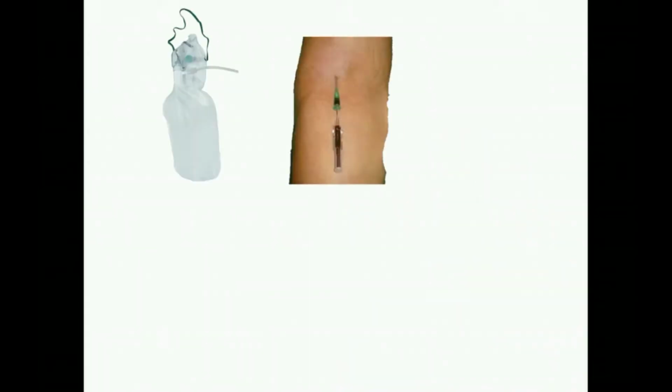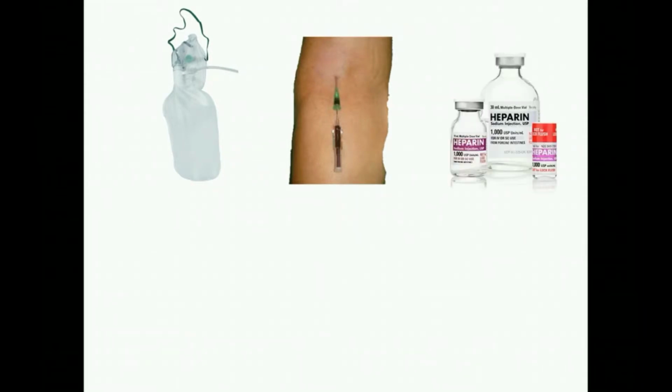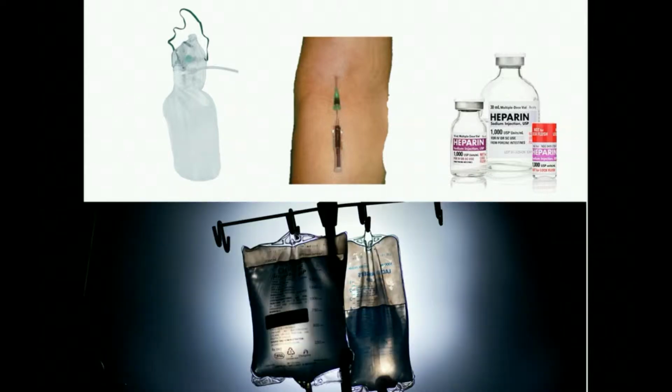We started with high flow O2 and a couple of IVs. We started heparin. I think that if you have the clinical suspicion plus your ultrasound, you have to start heparin. But the problem with heparin is that it prevents the clot from growing, but it doesn't do anything to the clot itself that's already there. So we're going to talk about that.